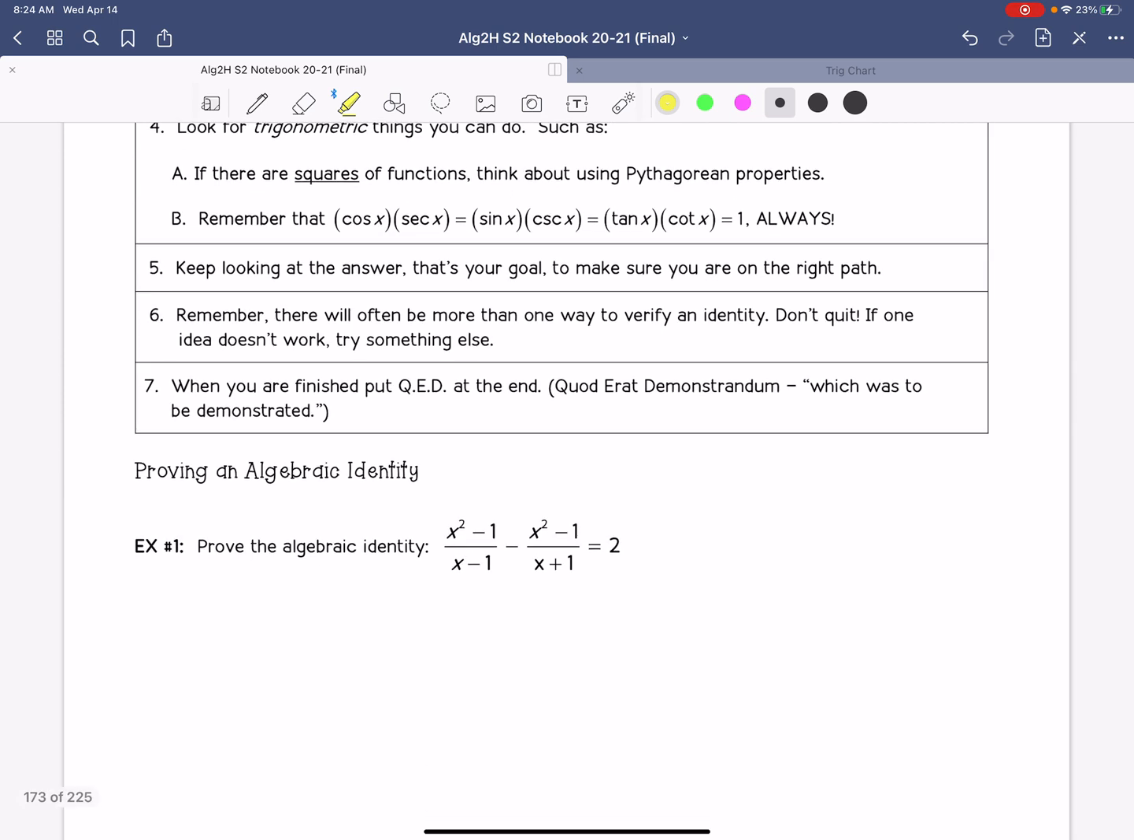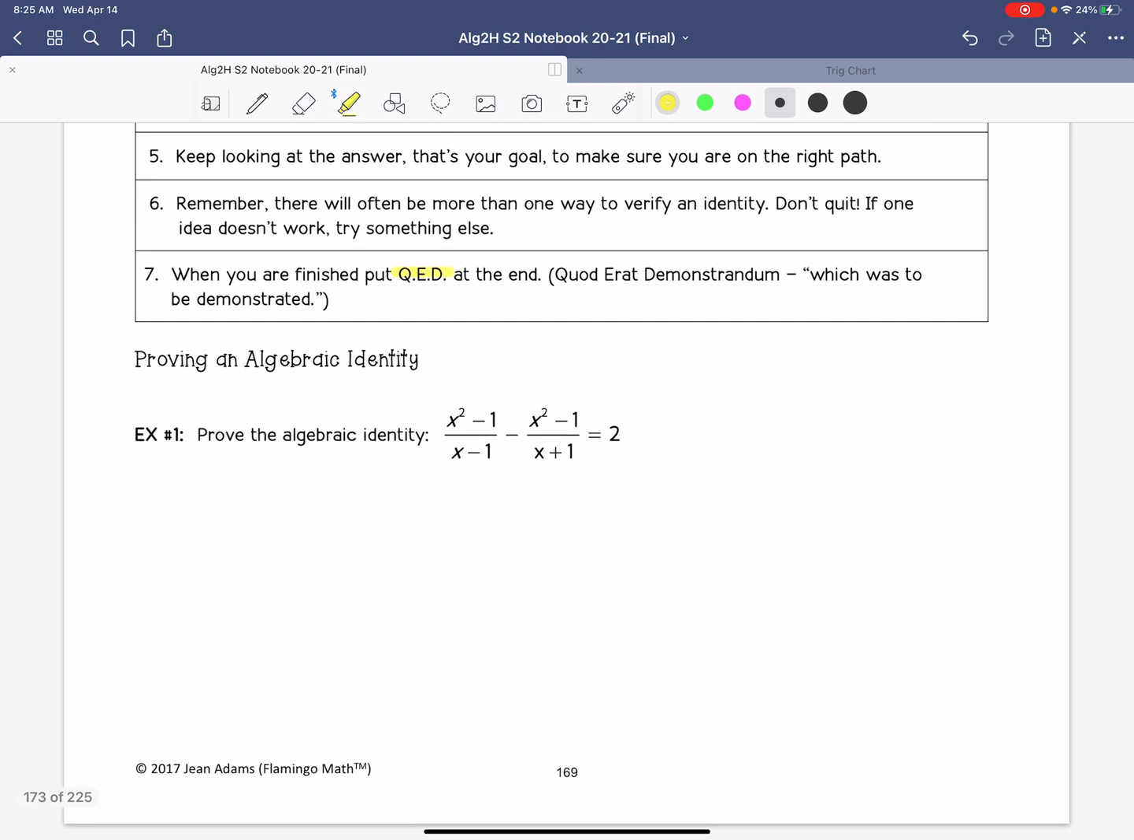And when you are finished, you're going to put QED. I call it QUED. That's not technical or correct or anything like that, but it means quod erat demonstrandum, which I don't know how to say properly, but it just means that I have demonstrated this. So I have demonstrated that these two are equal to each other. I have proven my identity and I'm done with my proof.